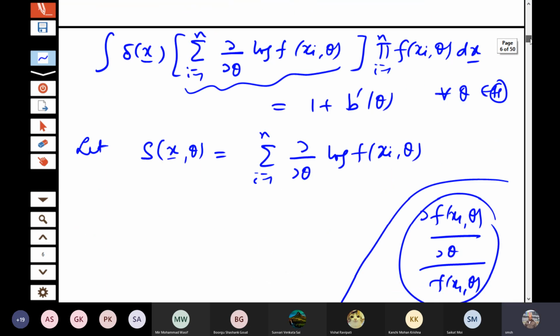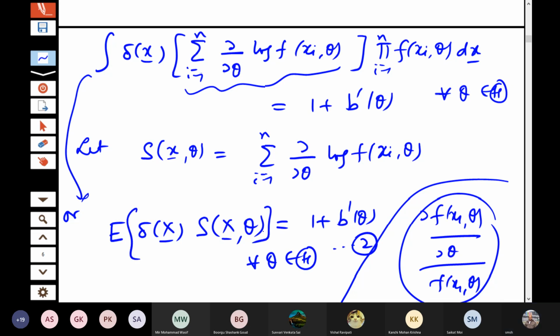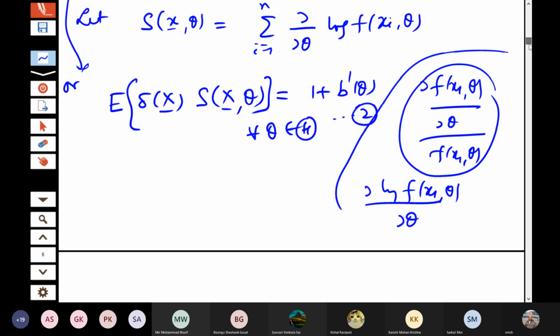So now it has become a product of two terms. This is nothing but expectation of delta x into S(x, theta), that is equal to 1 plus b prime theta. That is what we have got now. Let me call this relationship 2. This S(x, theta), I am calling this particular term. Let us further analyze this.